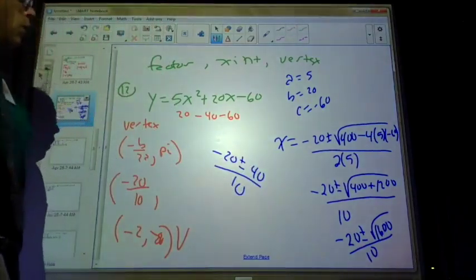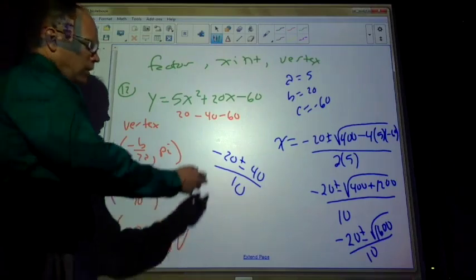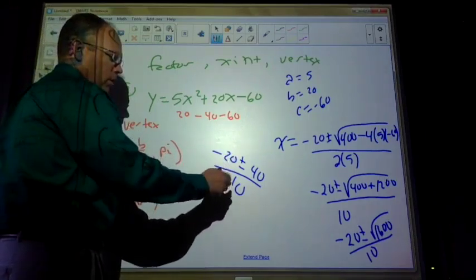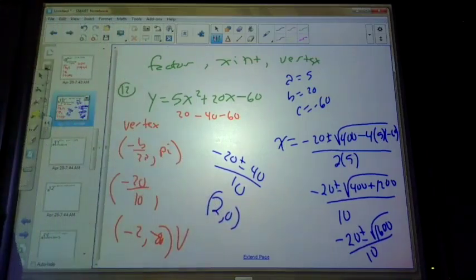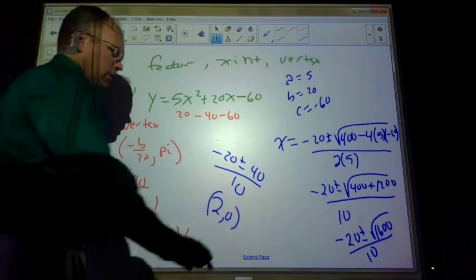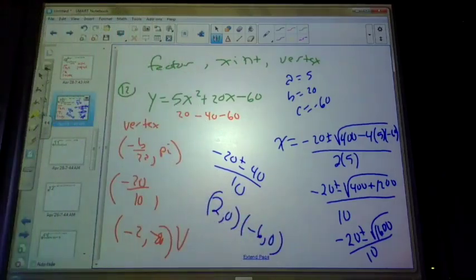Negative 20 plus 40 is 20. Divided by 10 is 2. So I get 2, 0 as one answer. Negative 60 over 10 is negative 6. Sweet, that works there and there. Why didn't that factor out? Did I goof up on that? Oh, I did. It would have factored.